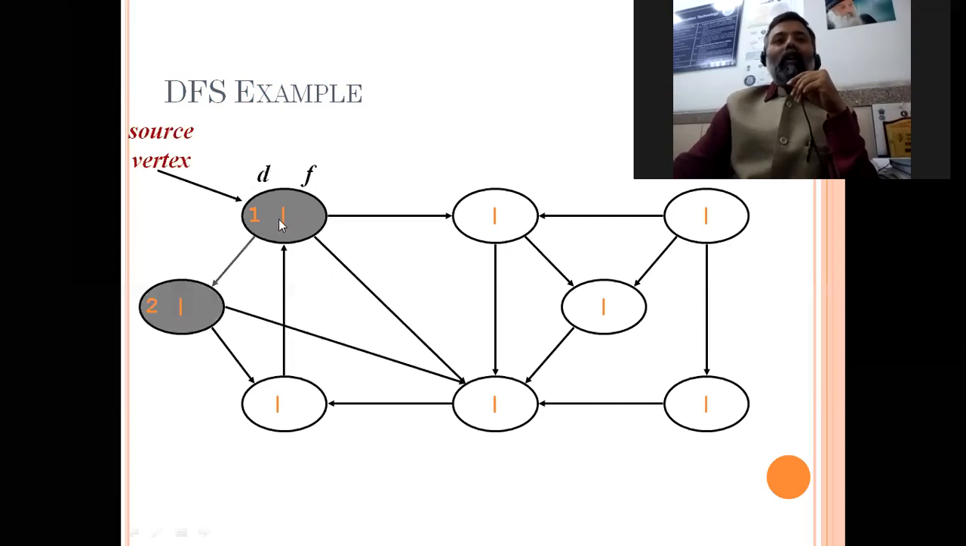Now there are two adjacent nodes and the color of both nodes is white. You may go here, or you may go here. Suppose I selected this path. So again, the discover time becomes 2 and the color becomes gray. The gray color shows that the node has been discovered. Again, it has two adjacent nodes. We can go here, or we can go here. Suppose we selected this path. The color becomes gray and the discover time is incremented by 1, that is 3.